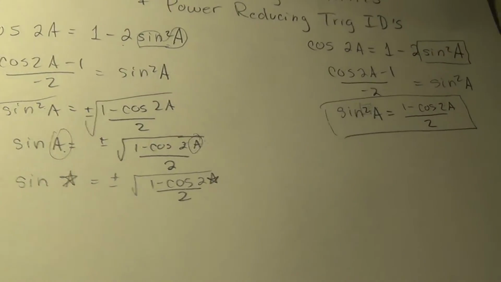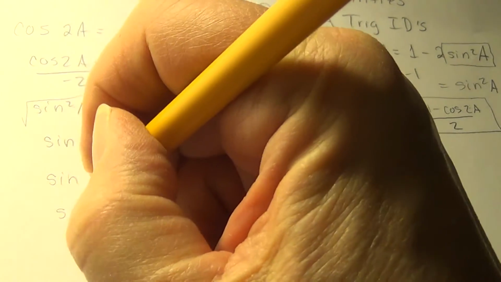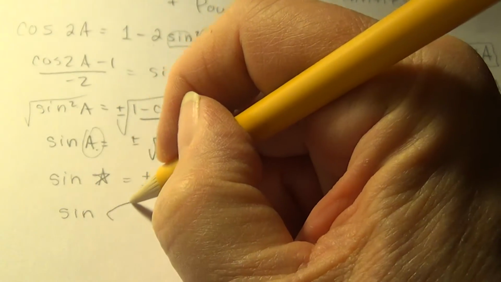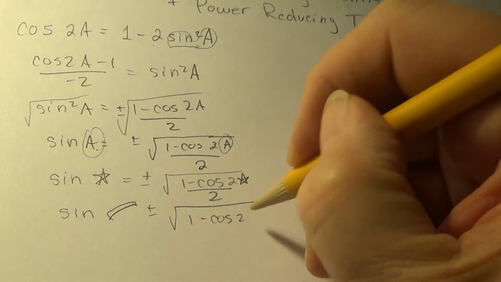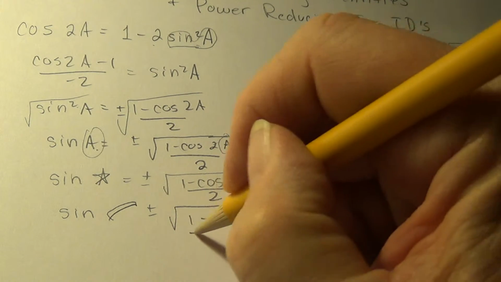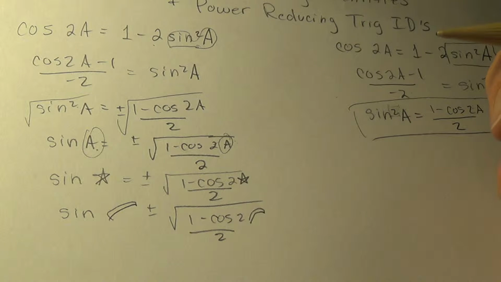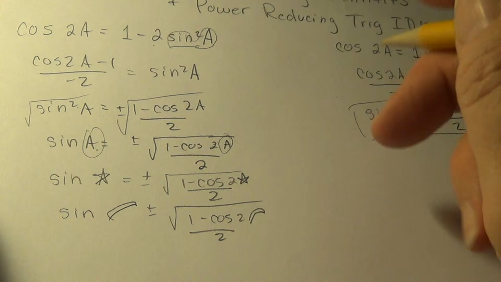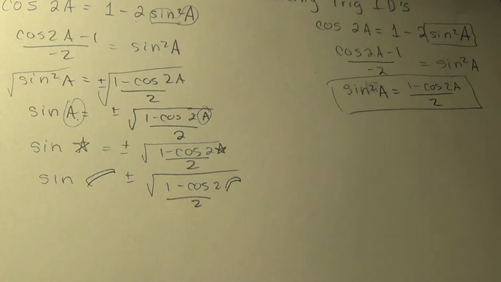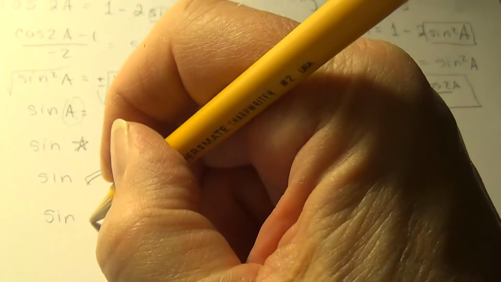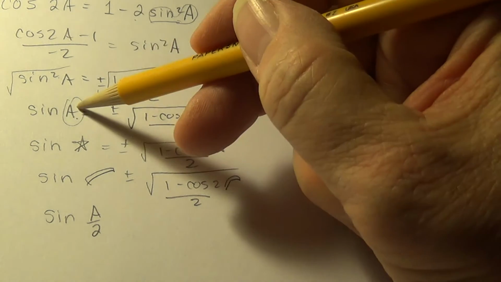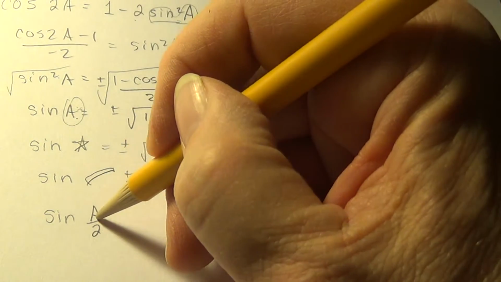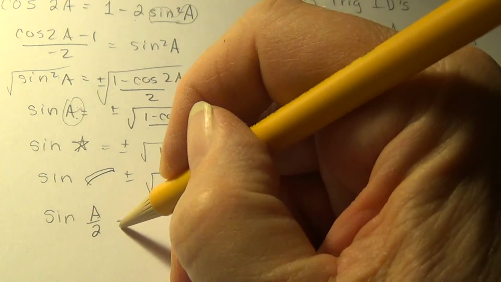So I could put in sine of a French fry, plus or minus the square root of 1 minus cosine of 2 French fry divided by 2. But that's not that helpful either. So let's say that I'm going to put in sine of a over 2. I can do that as long as I put the same thing in here that I put in here. And that's what I need. I need a half angle formula.